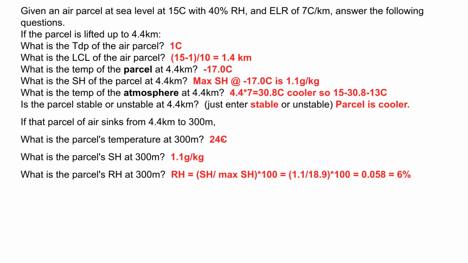We know what its new temperature is. So relative humidity equals specific humidity 1.1 divided by the maximum. The maximum from the chart is 18.9. 1.1 divided by 18.9 works out to 0.058. Multiply that by 100, round to a whole number, and we get the parcel's relative humidity on the ground now in Yakima is 6% relative humidity. Incredibly dry, which explains why Yakima only gets 8 inches of rain a year.